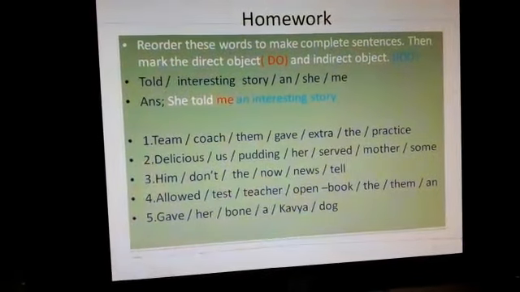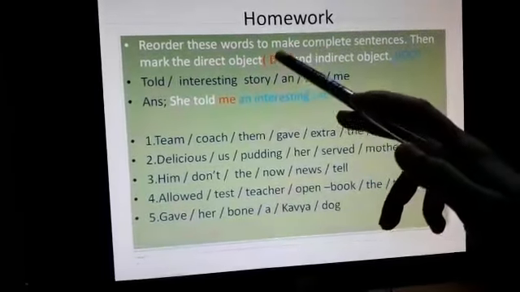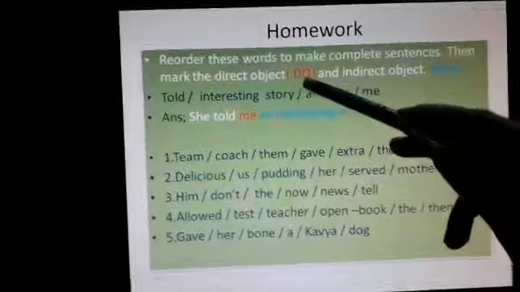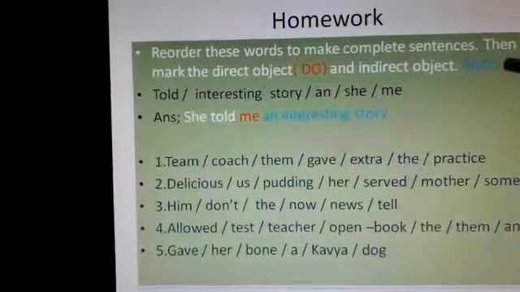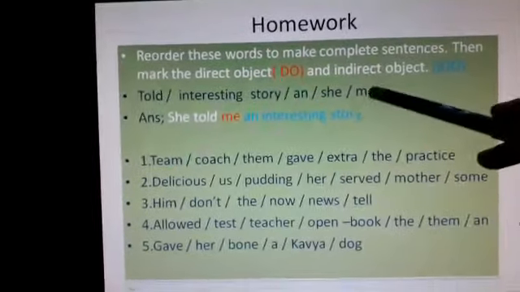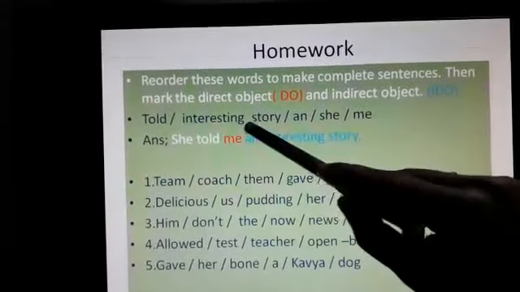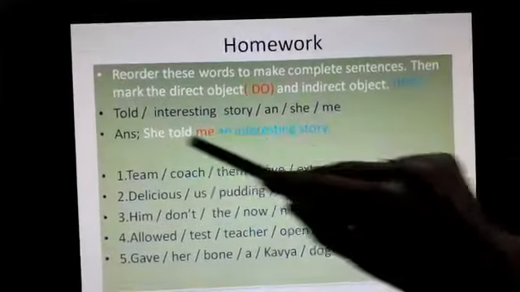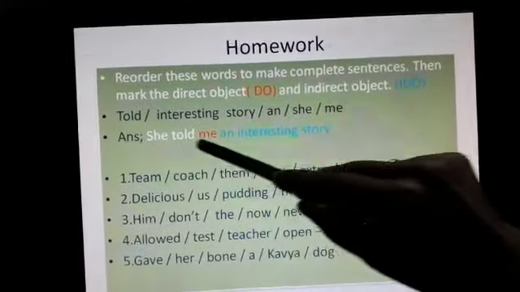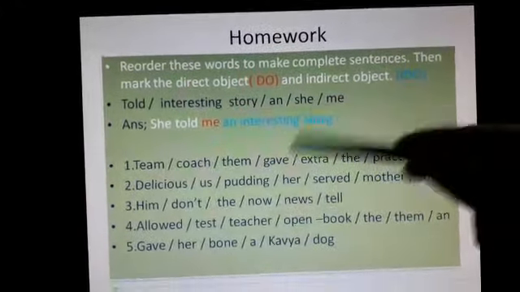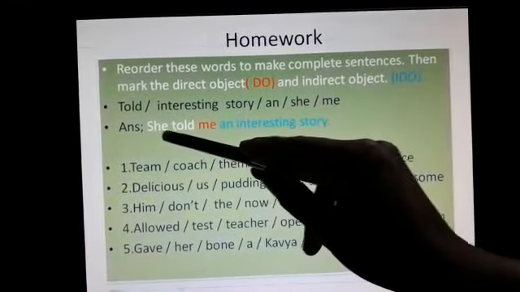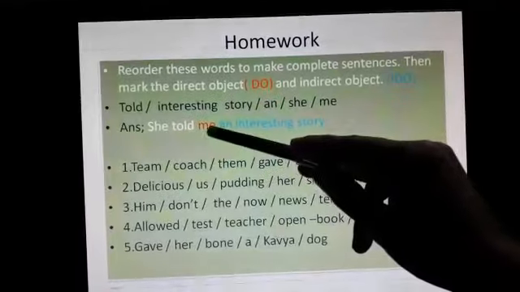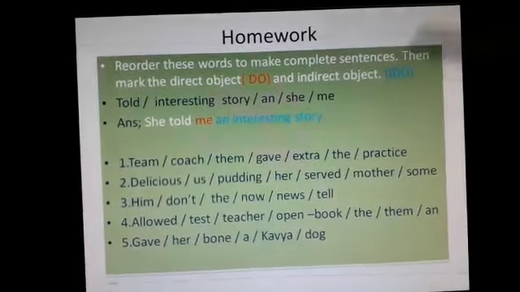Here is some homework for you children. Reorder these words to make complete sentences. Then mark the direct object and indirect object. I have given one example here. The question is: told interesting story and she me. So this is not in proper order. I am first putting it in proper order. She told me an interesting story. Then I am differentiating it. She is the subject, told is the verb, me is the indirect object and interesting story is the direct object.